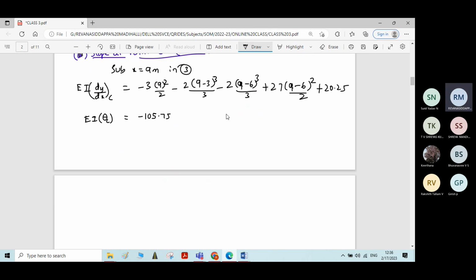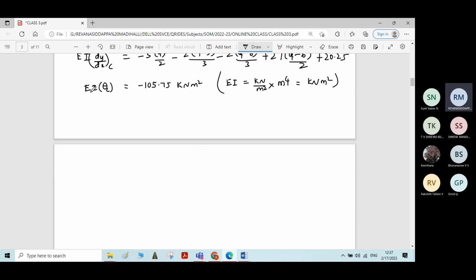So the unit on the LHS will be E into I, which is kilonewton per meter square into meter to the power of 4. Finally, you'll get kilonewton meter square as the unit for the RHS value, because the loads are given in kilonewton and distances in meter. But E and I are in terms of Newton and mm, so convert this kilonewton meter square into Newton mm square.